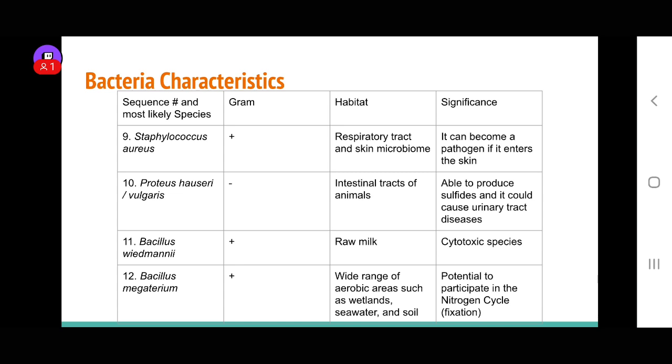Sequence number 12 was most related to Bacillus megaterium, according to the BLAST database. This is a gram-positive bacteria, and it's found in a wide range of aerobic areas, such as wetlands, seawater, ponds, and even in the soil. And it has the potential to participate in the nitrogen cycle. This is similar to the sulfur cycle, but it's the recycling and the movement of nitrogen in the environment from species to different forms throughout the ecosystem.